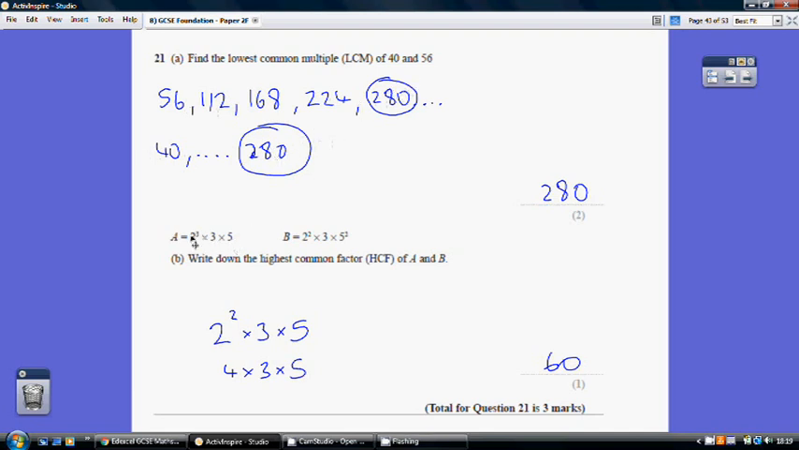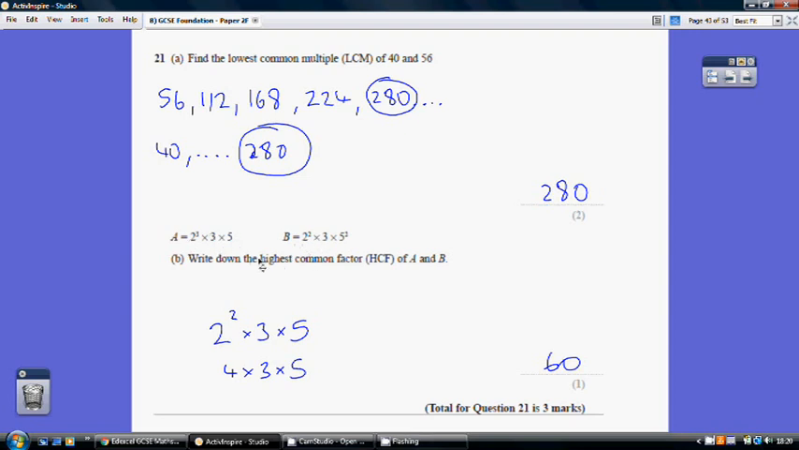Now for part B, when you've been given these products of prime factors and you're trying to find the HCF, you want to work your way along and pick out the biggest component of each which is common to both lists. So 2 cubed and 2 squared, what's the biggest one that's common? Well, we've got 2 squared.